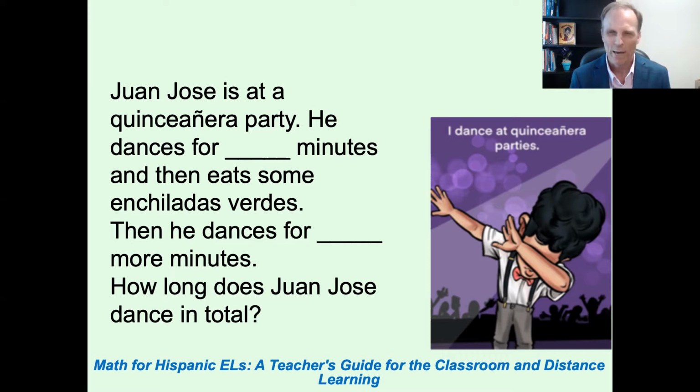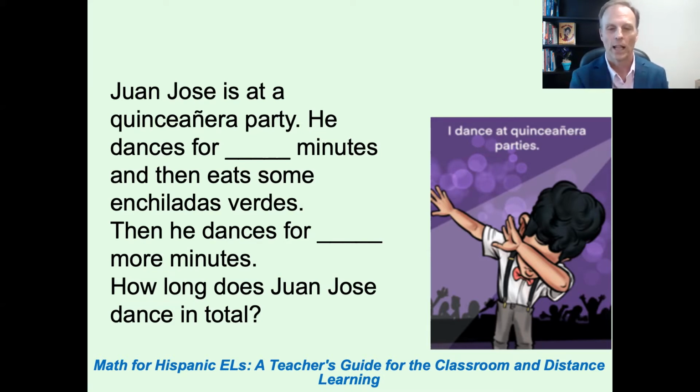But what does that mean in mathematics? What does that mean in science? What does that mean in social studies? Well, this is what we can do. This is an example of positioning our students to be successful. Juan Jose is the expert. Hey, Juan Jose, what's an enchilada verde? Because Juan Jose eats pizza because he was born here in the United States, but his favorite food is enchiladas verdes. And then he dances for more minutes.